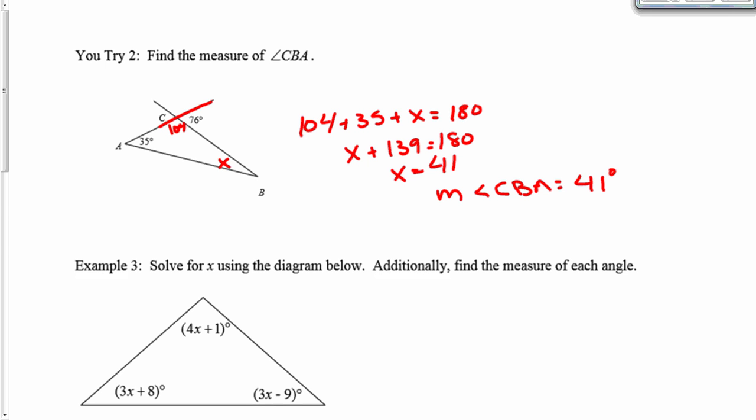Okay, so once again, we had to find a missing angle measure. Now, this one wasn't vertical angles. What we noticed was, these two right here are next to each other on a straight line. So therefore, those two angles are supplementary.